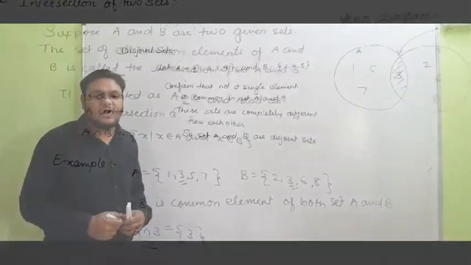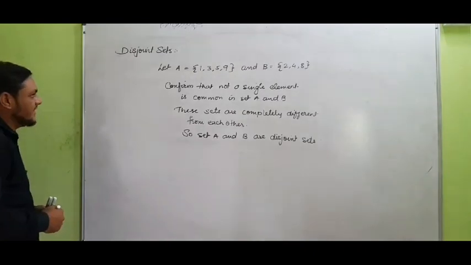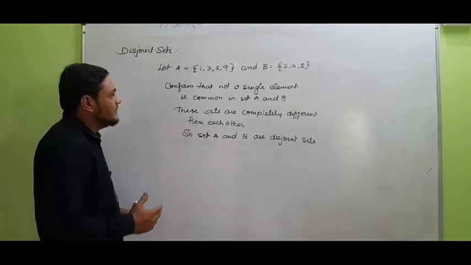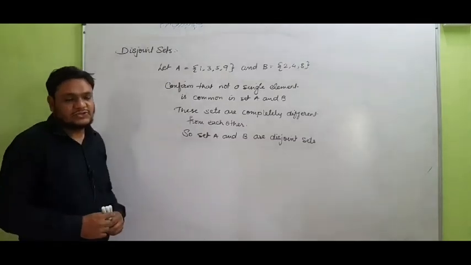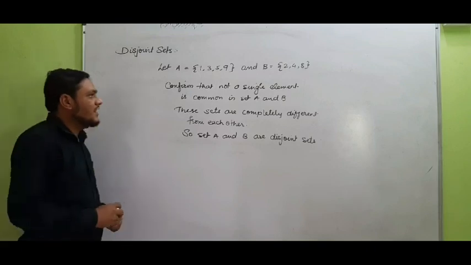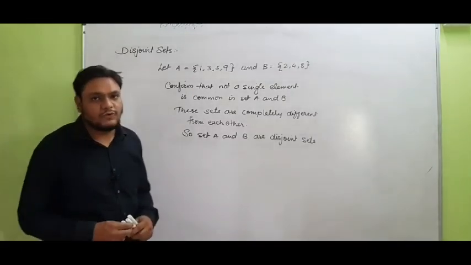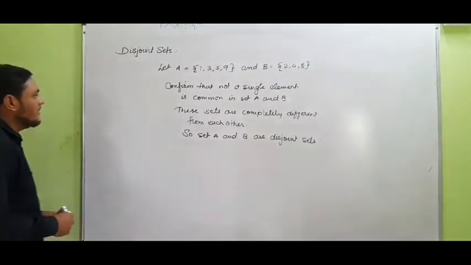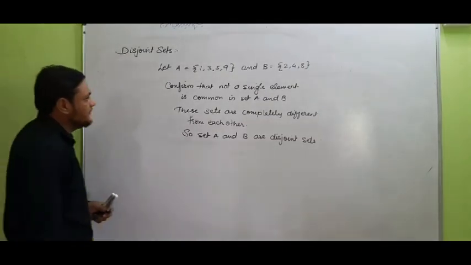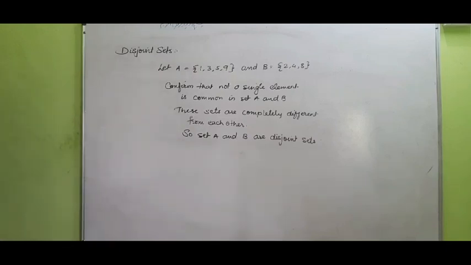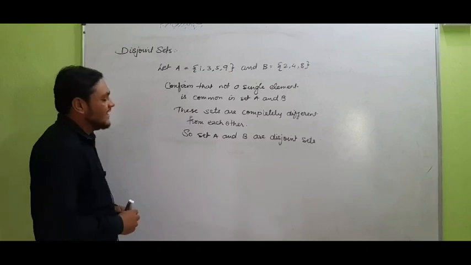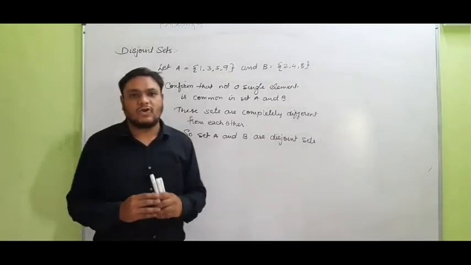Students, now our next topic is disjoint sets. Let set A be equal to {1, 3, 5, 9} and B be equal to {2, 4, 8}. Students, the elements of set A are 1, 3, 5, 9 and the elements of set B are 2, 4 and 8. Confirm that not a single element is common in sets A and B. If you observe sets A and B, there is no element common in both sets. So sets A and B do not contain any common element.